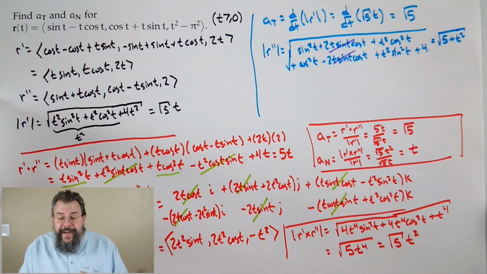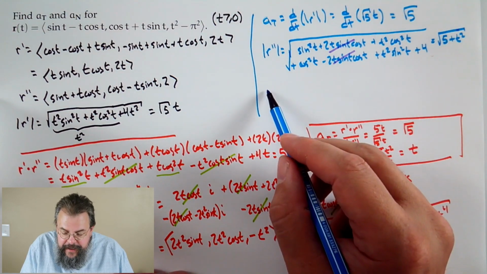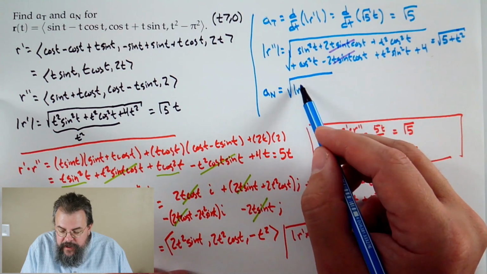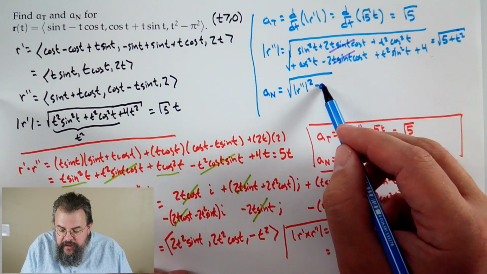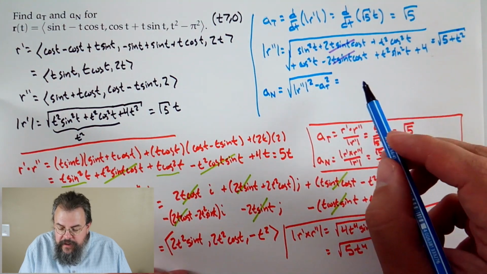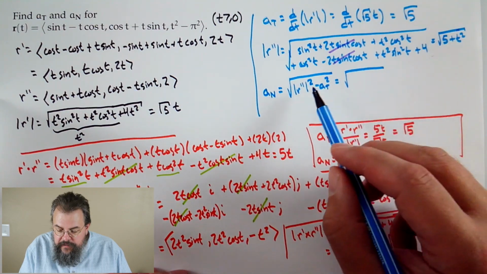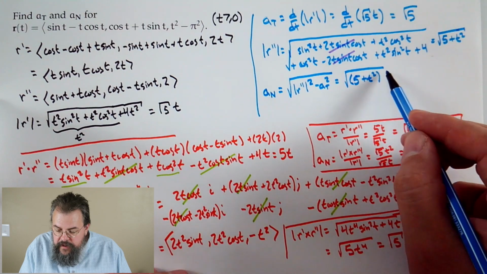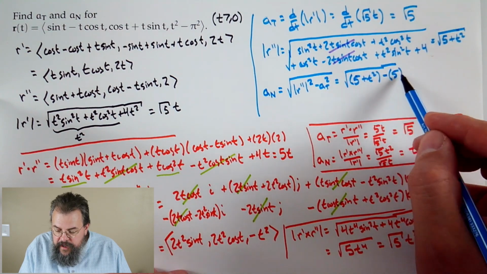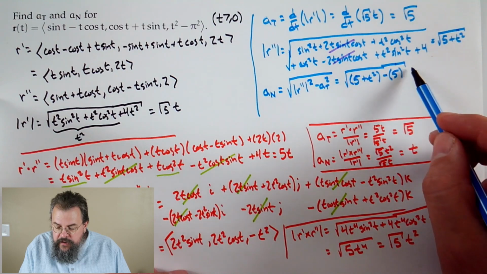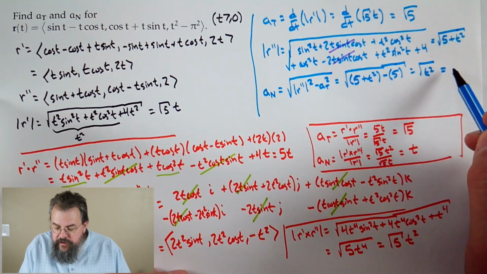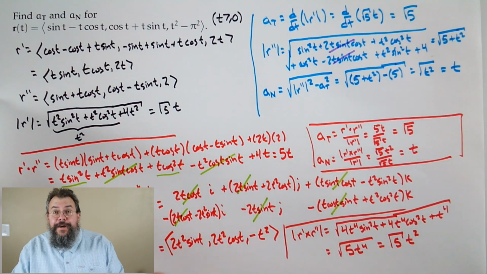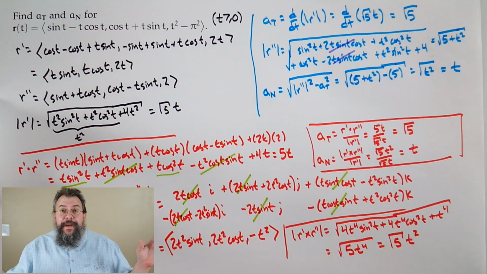Now, here's the last part. We have that a sub n is the square root of the magnitude of r double prime squared minus a sub t squared. Well, that would be the square root of, if you square that, 5 plus t squared, subtract 5, because we square these terms. Well, that's the square root of t squared, also known as t. And they match. Perfect. Amazing.